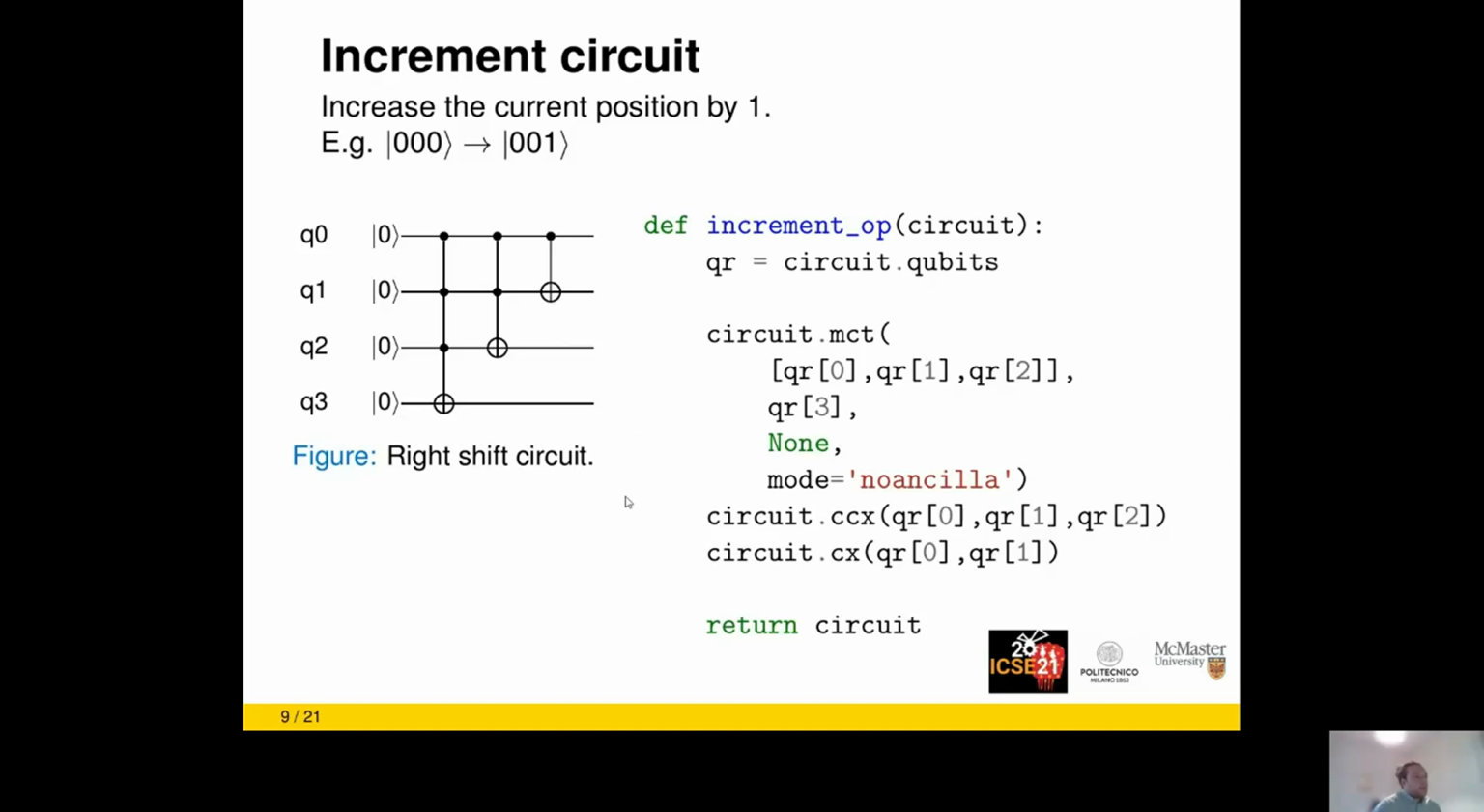It is worth mentioning the function MCT, which is used to construct multi-controlled NOT gates with more than 2 controls. Here we can specify the controls, the target, and then the mode, that in this case is no ancilla. It is the mode to construct the multi-controlled Toffoli gate, as we will see also in the next slides.